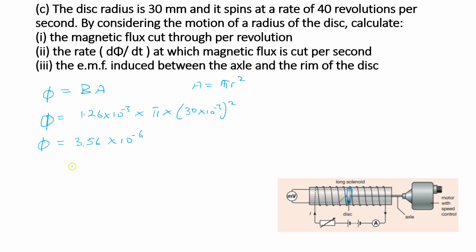Then now the question asks us to find the rate, right? So calculate the rate of change of time at which the magnetic flux is cutting per second. Yeah, so we could essentially find that out. So that is the rate of change. Yes, let's see here.